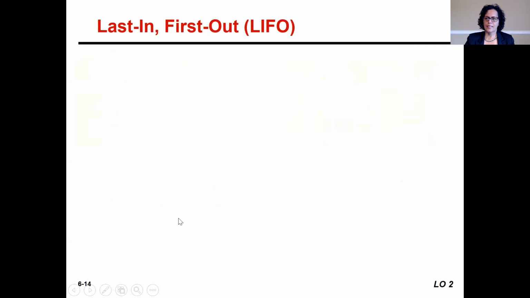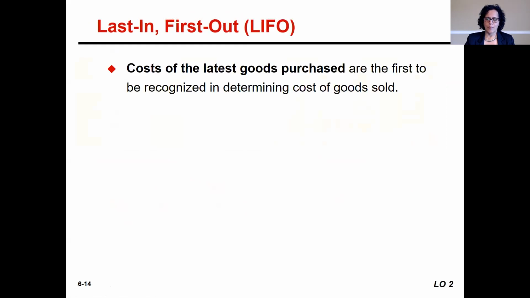Okay, last in, first out, same example we're going to work through. So costs of the latest goods purchased are the first to be recognized in determining cost of goods sold. Now, what type of merchandise would this make sense for? We're saying that whatever came in right now, that's the one I want to sell first. I'm not interested in selling the older merchandise. I'm interested in selling the newest one. That's typically the case if I can get a much higher selling price. I can sell it for a much higher amount if it's the newest item.